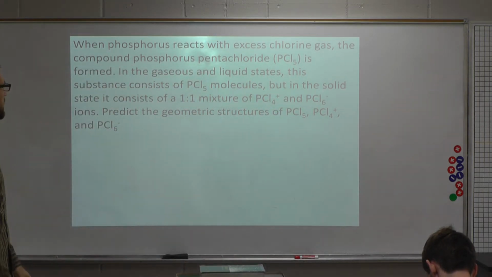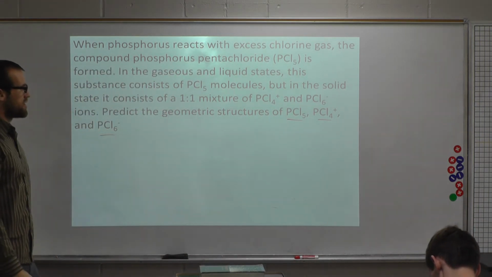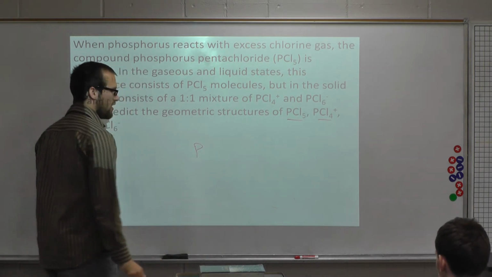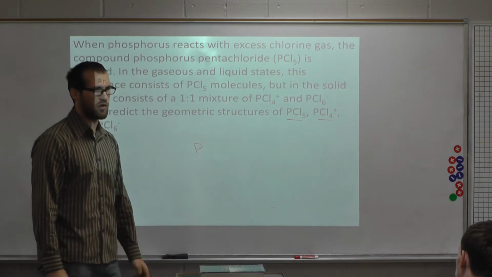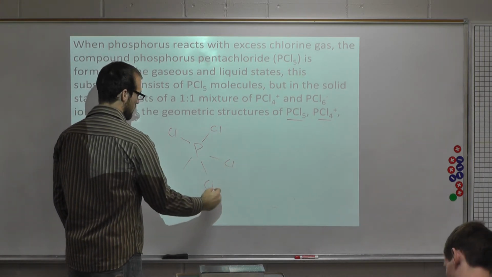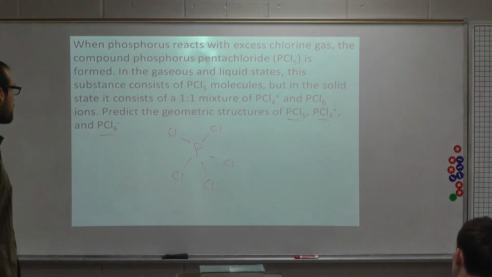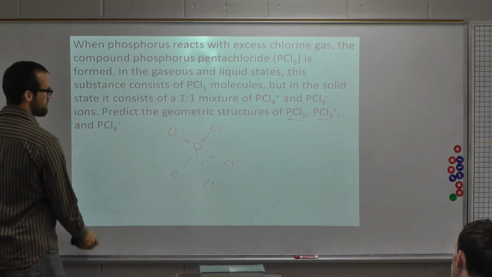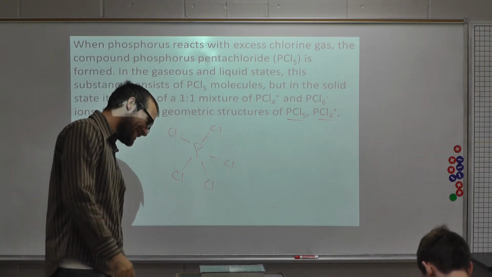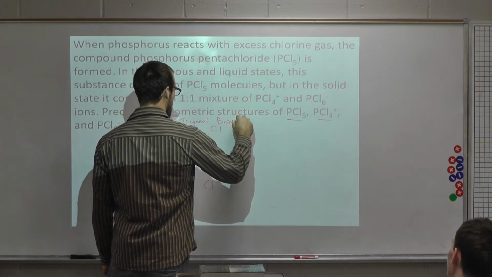Alright, so it looks like they just want us to predict the geometric structure for these three. Okay, the Lewis structure for the first one, do you want to just try it, or do you want me to just show you quick? Okay, so there are five electrons around phosphorus. Since I have five chlorines, it's probably just going to form five single bonds. And for the sake of time, I'm not going to put all the lone pairs around chlorine because we're not really focusing on Lewis structures here. We're focusing on shape. And all that really matters is the central atom in this case. So this would be a 5-5 structure. Trigonal bipyramidal.